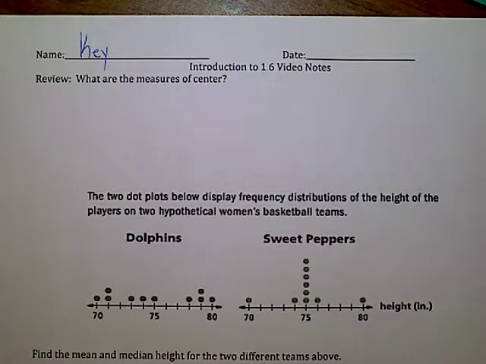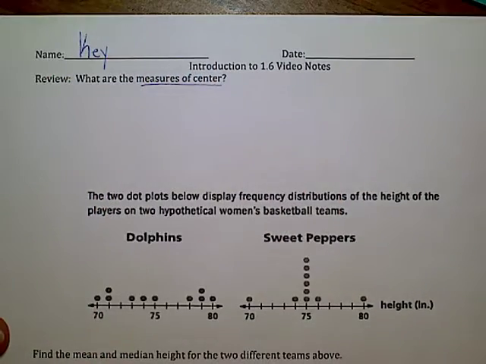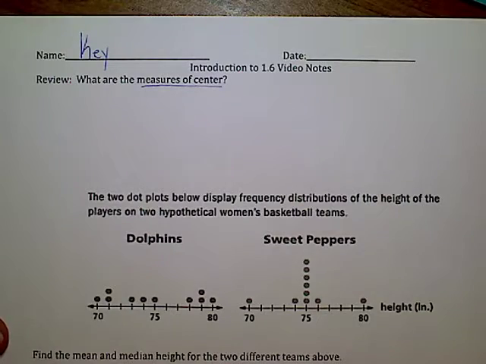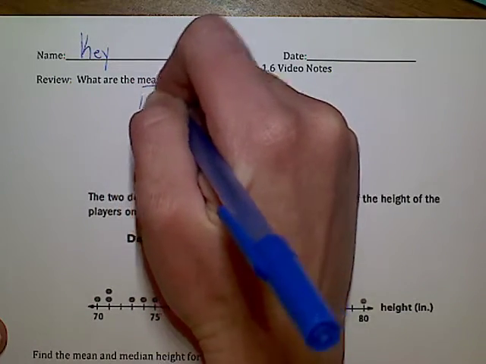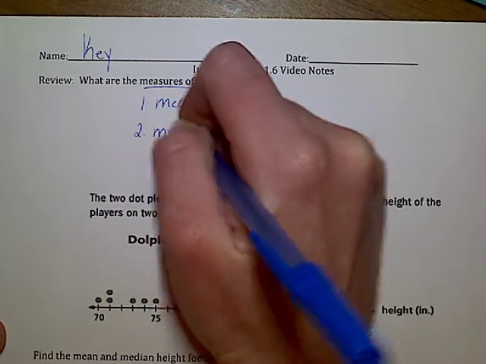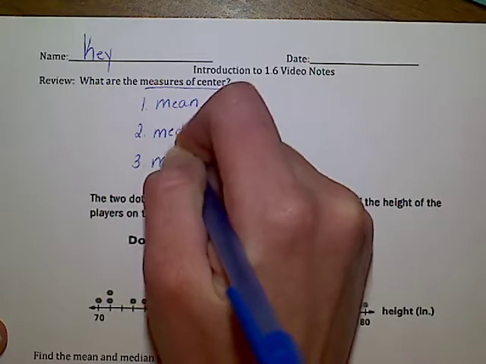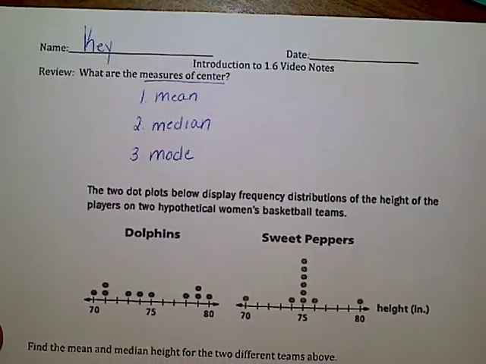Hey guys, so we're going to get a little introduction to section 1.6 with this video. And just a quick review, I want to talk about the measures of center. So this came up earlier in the chapter. We have three measures of center. We have the mean, or the average. We have the median, the middle number, and the mode, which is your most frequent number.